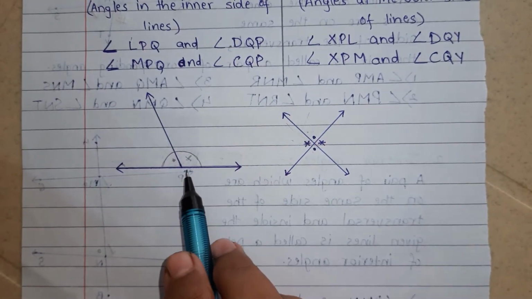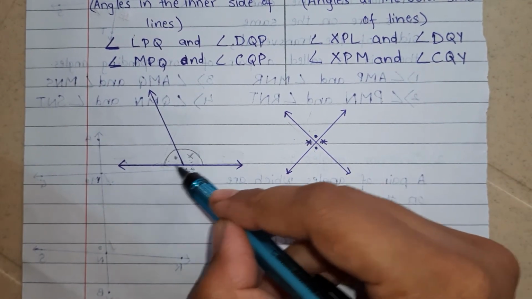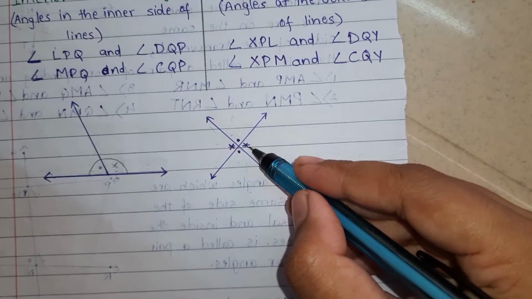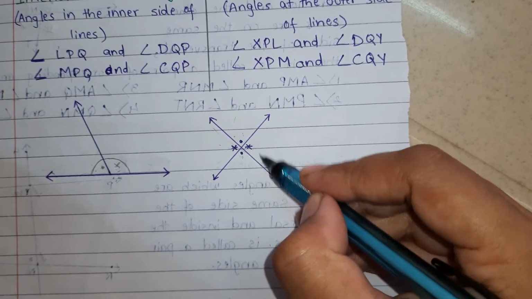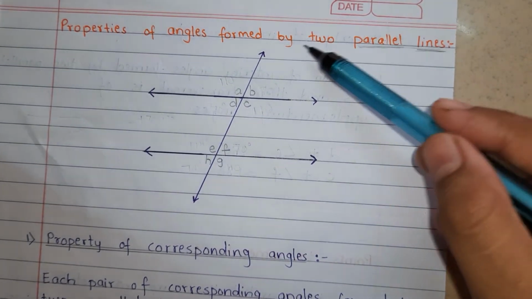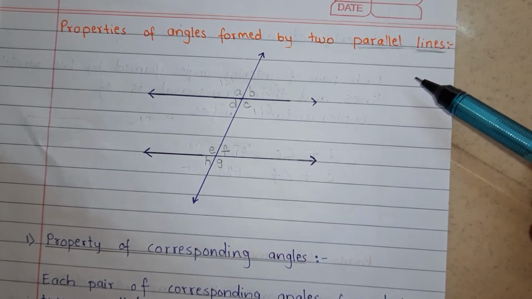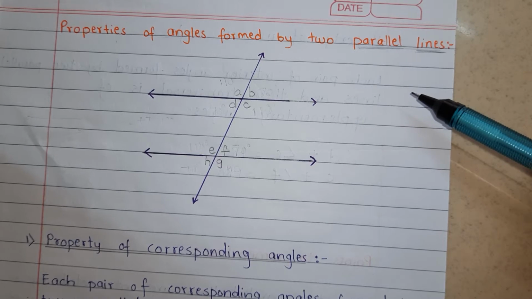And two more types we have studied. Linear pair means angles which are on the same line. Both the angles should be on the same line and separated by a ray. And vertically opposite: these two and these two are called vertically opposite, which are formed by two intersecting lines. Then we have studied properties of angles, and these 3 properties are true only for parallel lines. If the lines are parallel, then only these properties will be true.